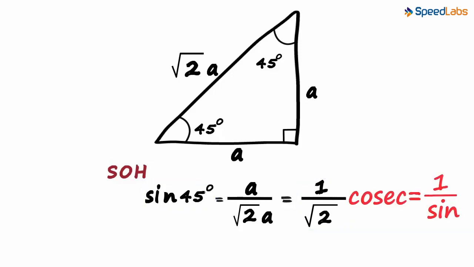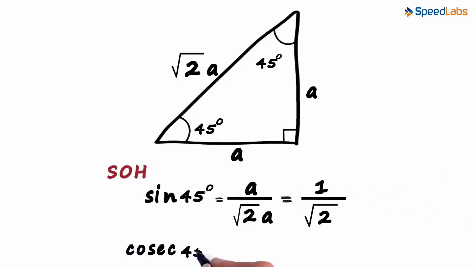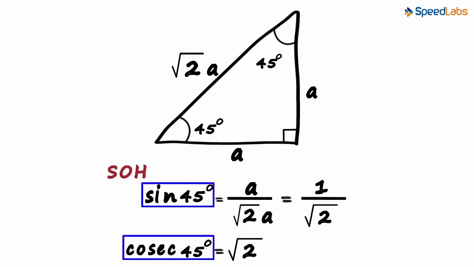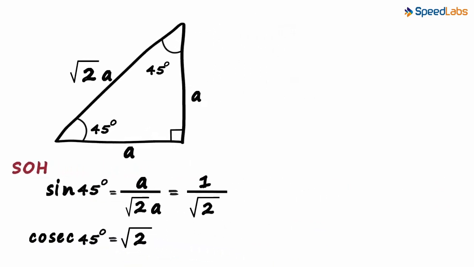We know that cosec is the reciprocal of sine. Cosec 45 degrees will equal reciprocal of this, which is root 2. We have found the values of sine 45 and cosec 45. Now let's move on to CA.